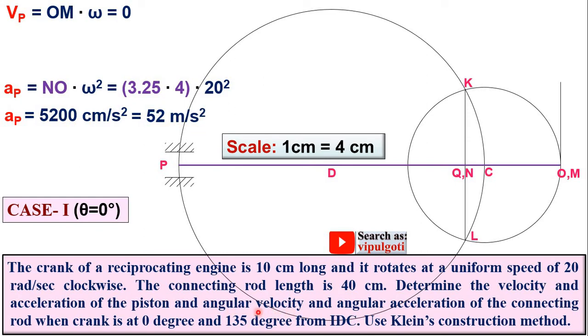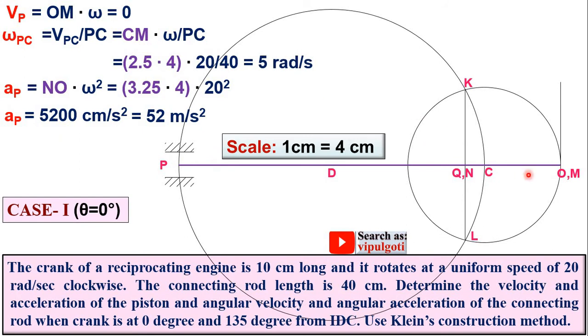Now next question, angular velocity of the connecting rod. And you know that V is equal to R omega, so omega is equal to V by R. R, that means the length of the connecting rod. And once again you have to remember that velocity of the connecting rod is always represented by vector Cm. So Cm multiplied by omega, because it is a velocity from the Klein's construction, divided by Pc, that means the length of the connecting rod. And here the length of the connecting rod is given to you as 40 centimeter.